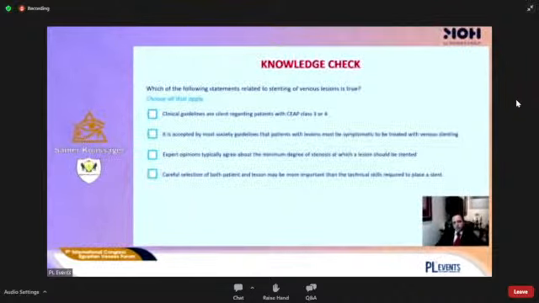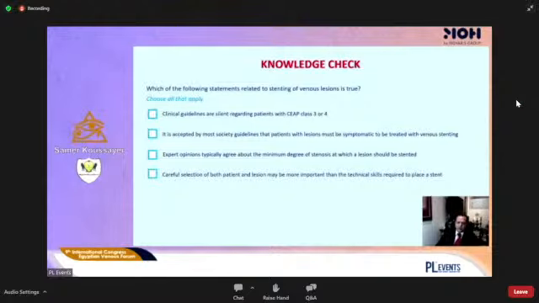So let's come to a question. I'd like you guys to answer this question. Which of the following statements related to the stenting of venous lesions is true? Choose all that apply. Clinical guidances are silent regarding patients with CEAP class 3 to 4. This is wrong. For 3 to 6, we know that we have good recommendations. It's acceptable by most society guidelines that a patient with a lesion must be symptomatic to be treated with venous stenting. This is correct.